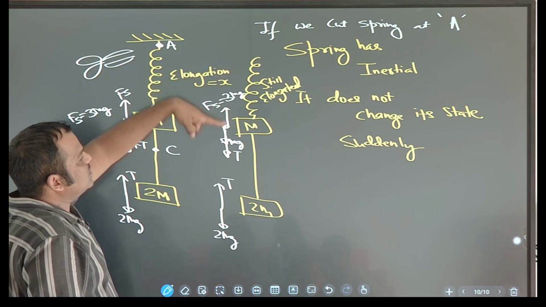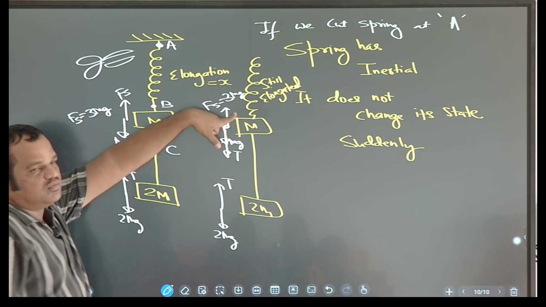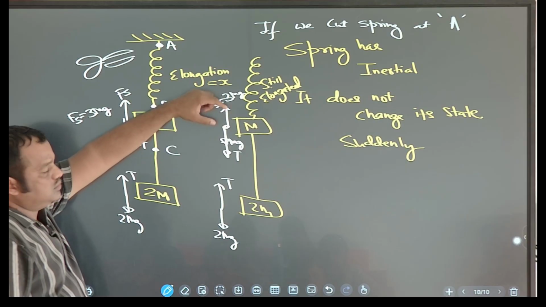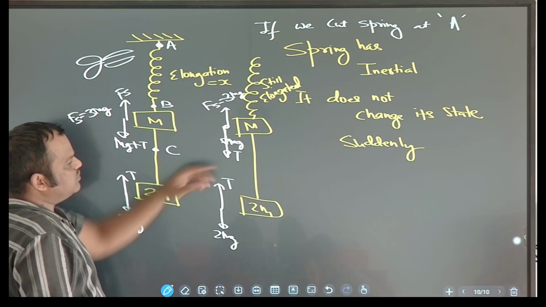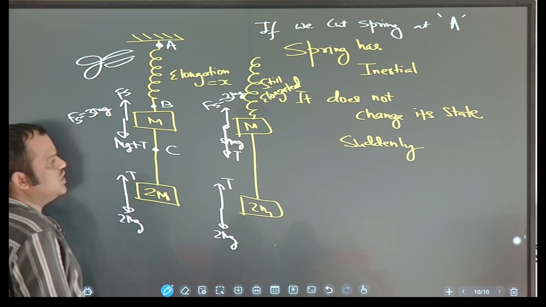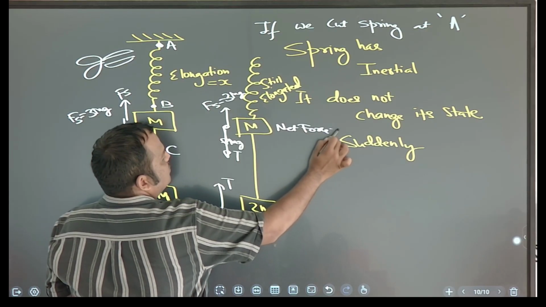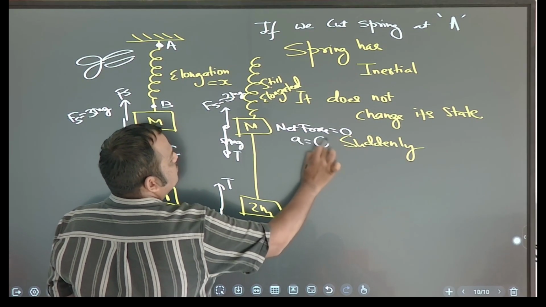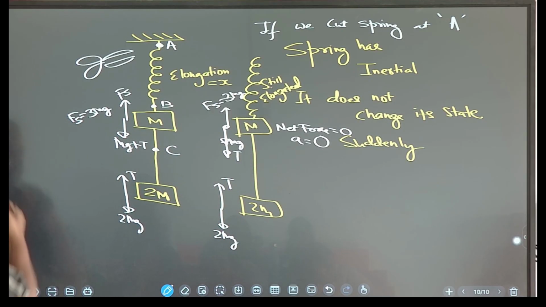So what is the net force on M? 3mg up, 3mg down. What is the net force? 0. So acceleration is 0. So acceleration of M is 0.